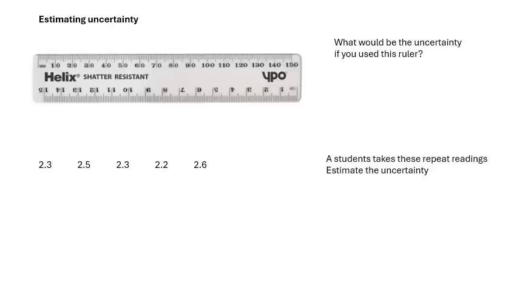Also from a set of results. A student takes these repeat readings, estimate the uncertainty. So what's the uncertainty? Now, there's actually a couple of ways of doing it. One way of doing, oh, there's the first one.